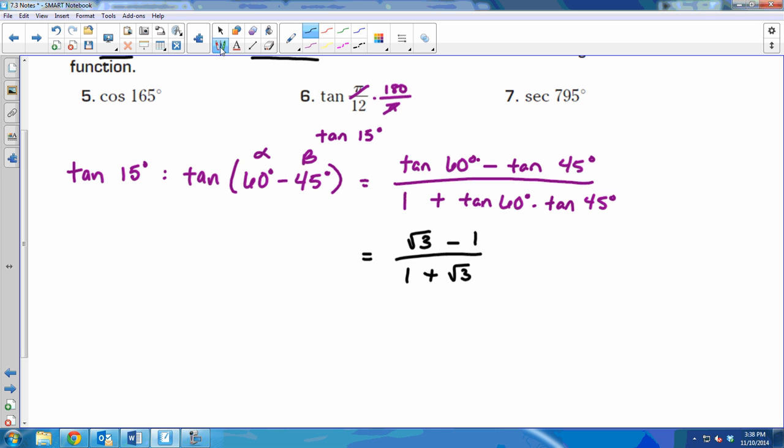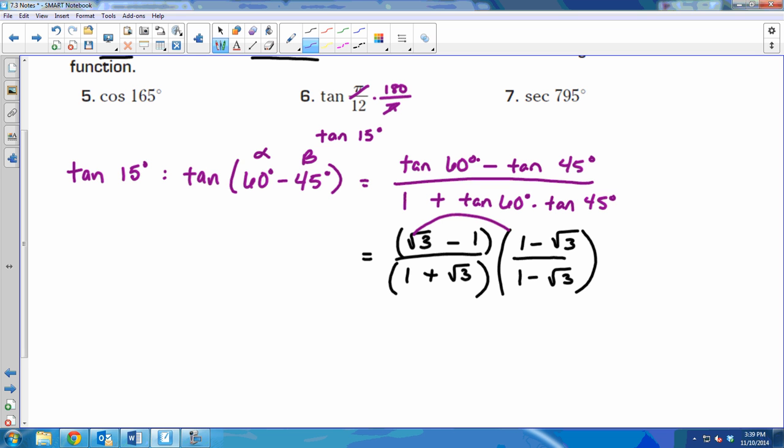Now we can't have a radical in the denominator, so we're going to use some Algebra 2 logic and use a conjugate. So we're using the denominator with an opposite sign, and that causes us to FOIL. So the square root of 3 times 1 is the square root of 3. The square root of 3 times negative square root of 3 is negative 3. Remember, when you multiply two square roots, you multiply the numbers underneath, so you get the square root of 9. Negative 1 times 1 is negative 1. And negative 1 times the negative square root of 3 is positive square root of 3.